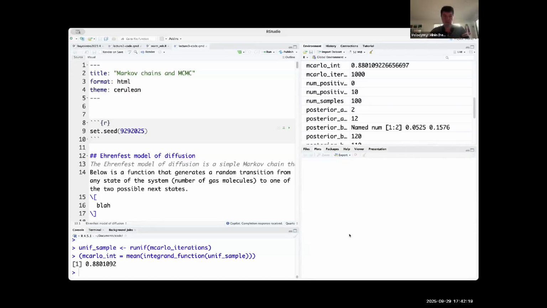Okay, I think you can see my screen. This is the file you already have on GitHub. Sorry, my annoying AI assistant is trying to give me some code completions.